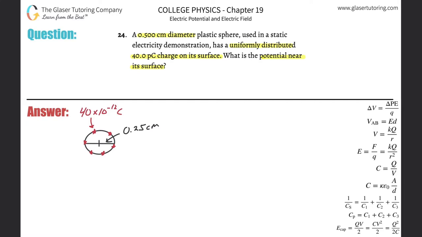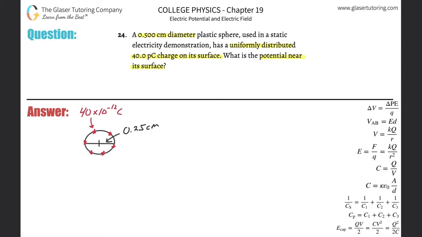So what does that mean? Near the surface, like here? Here? Does it mean from the perspective of the inside? Like here, here or here? I don't know. I know how to calculate what they want, but the wording is a little odd.